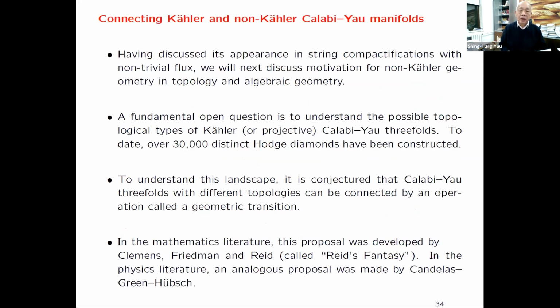Well, now we will discuss non-Kähler geometry in general, in topology and algebraic geometry. A fundamental open question is to understand the possible topological types of Kähler Calabi-Yau manifolds. And here we know there are a huge number of distinct Hodge diamonds, which makes physicists unhappy because there are too many of them. This is a big landscape which they don't like to see.